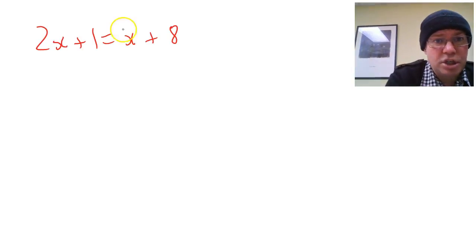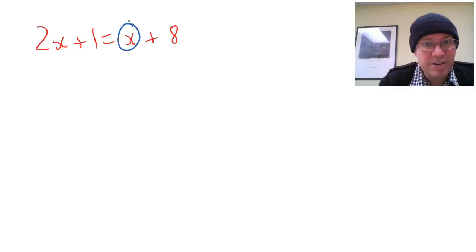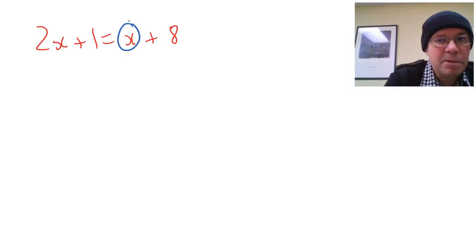So you've got two choices. You can either get rid of the x. To get rid of the x on the right-hand side, I would subtract x from both sides. That would get rid of the x on the right-hand side, and it would be really nice on the left-hand side because 2x minus x would be a positive 1x. So that's one possibility, and that would leave me with positive x's.